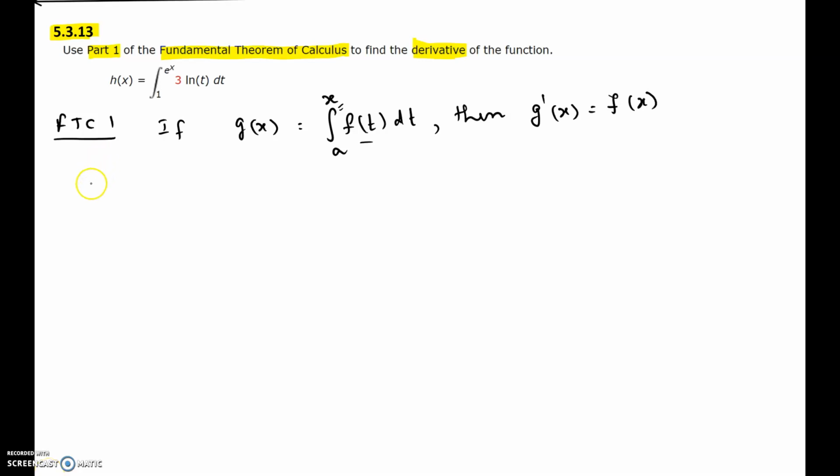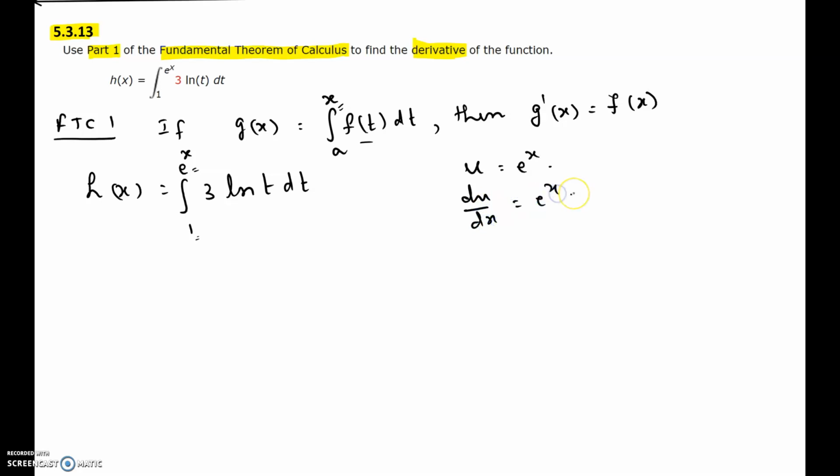Now in this problem, let's consider h of x, which is the integral from 1 to e to the x of 3 ln t dt. Note here, the lower limit is a definite limit, but the upper limit is not just x, it is e to the x. So let's make a substitution here, u equal to e to the x. Then du by dx is e to the x.